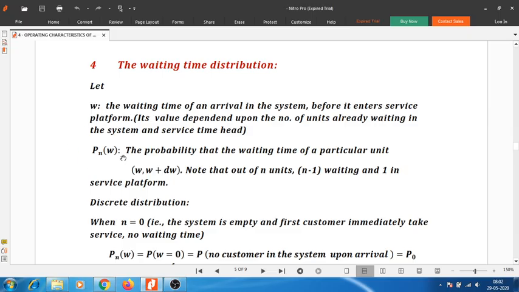Now P n of W. What is P n of W? Generally P stands for probability. Right. So the probability that the waiting time of a particular unit is in the time interval W to W plus dW. Note that out of n units, n minus 1 units are only waiting. One unit is existing in the service platform.